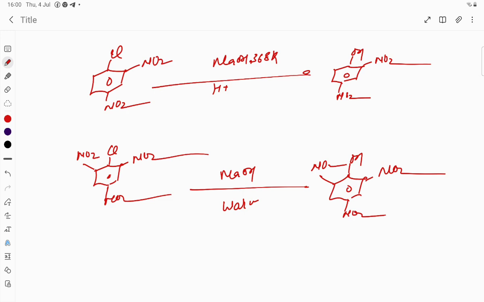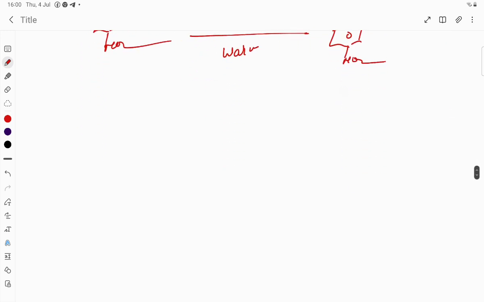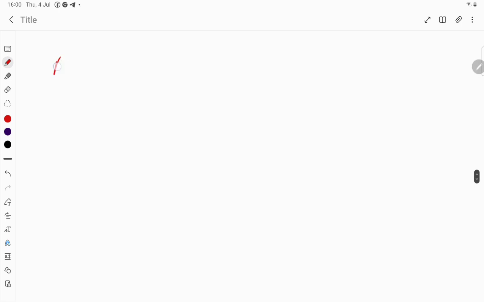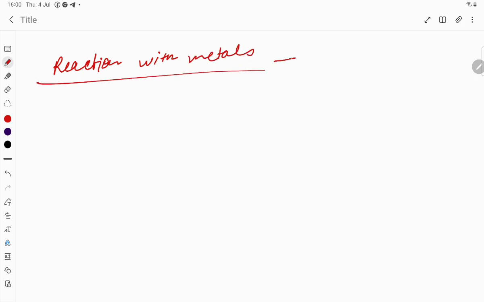So these are the replacement reactions, student, and the other reactions I already discussed with you. Two more reactions are there, student. Reaction with metals. So how to deal with the reaction with metals, student? One reaction is called the Wurtz-Fittig reaction. Wurtz-Fittig reaction. Wurtz means you have to take CH3Cl.